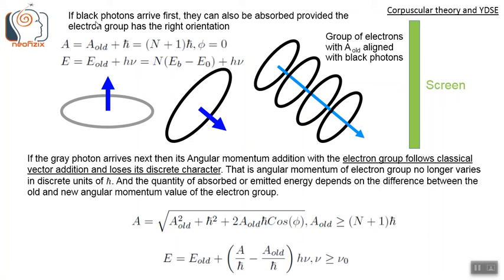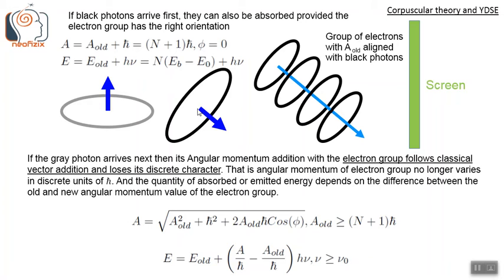So if the black photons arrive first, they can also be absorbed provided the electron group has the right orientation. The photons which have the parallel orientation to the group of electrons are the ones which will be absorbed first. All the others will be reflected or transmitted. So once the first photon is absorbed, and this n electron system goes to a higher energy and angular momentum state, then they can interact with photons with different phase angle. So at the first step, this is what happens.